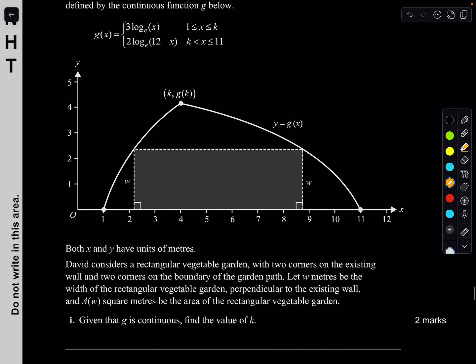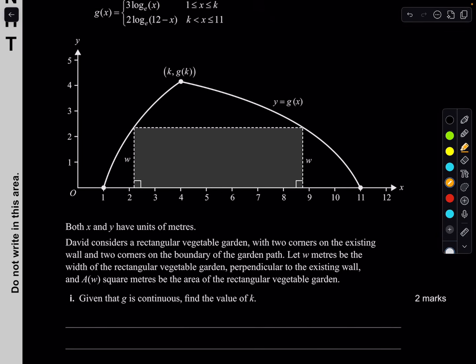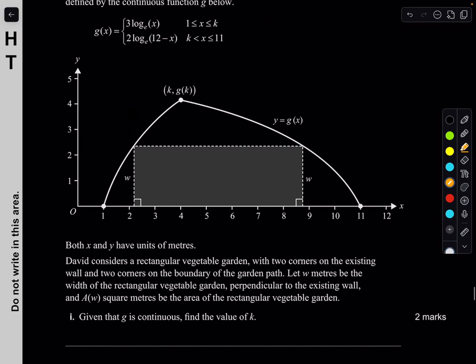Okay, beautiful. So both x and y have units of meters. David considers a rectangular vegetable garden with 2 corners on the existing wall and 2 corners on the boundary of the garden path. Okay, makes sense. Let w meters be the width of the rectangular vegetable garden, perpendicular to the existing wall, which it is, and A(w) be the area, in square meters, of that rectangular vegetable garden. Given that g is continuous, find the value of k. Okay, that's not too bad.